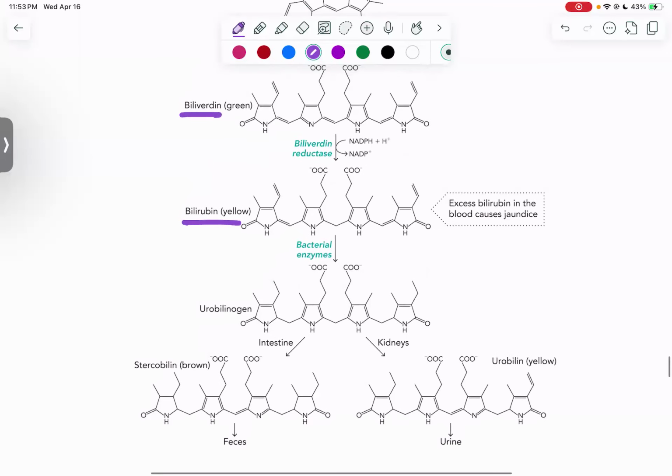But what's interesting, which you've probably heard of before, is that sometimes babies are born and they have excess bilirubin in their bloodstream, and they're yellowish, right? Their skin is yellow, and that's what we call jaundiced. You can put them under a UV light, and that light will help the body break down that excess bilirubin so that they don't look jaundiced.